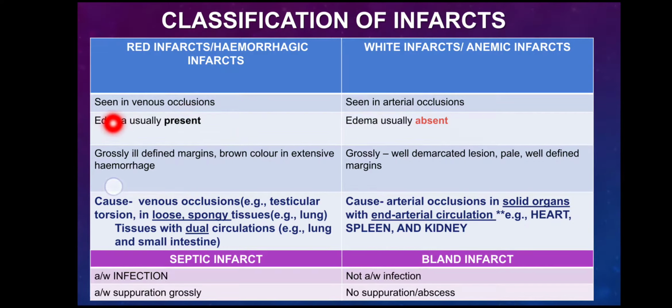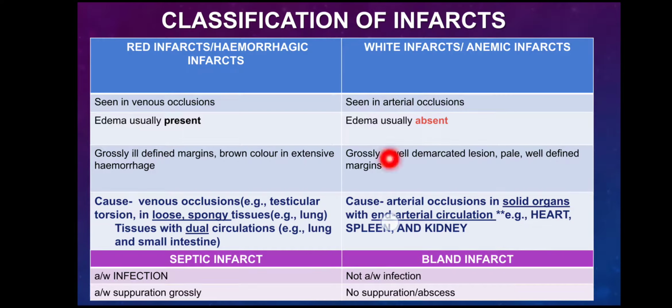I already told you that in venous occlusion generally edema is present while it is absent in the white infarct. Now grossly, in a red infarct or hemorrhagic infarct, there is venous obstruction and more blood in the tissue, so areas of hemorrhage can be seen, and the margins are ill defined. There is a brownish color because, since there is hemorrhage, there are more hemosiderin-laden macrophages, which lead to brownish discoloration of the organ in case of extensive hemorrhage.